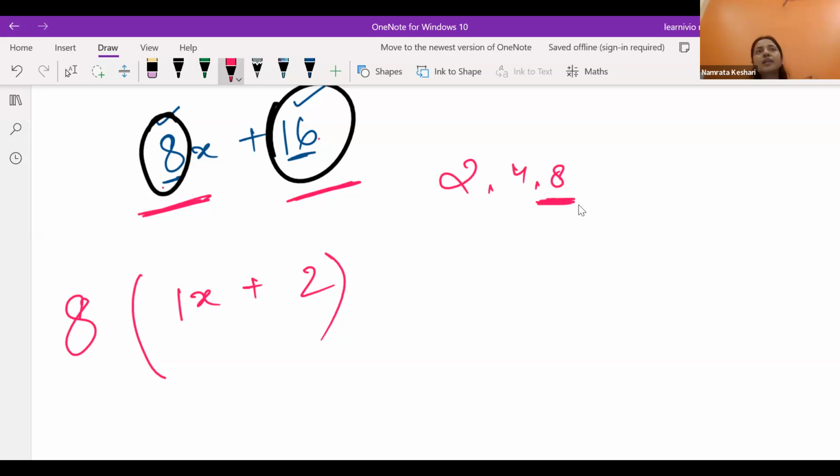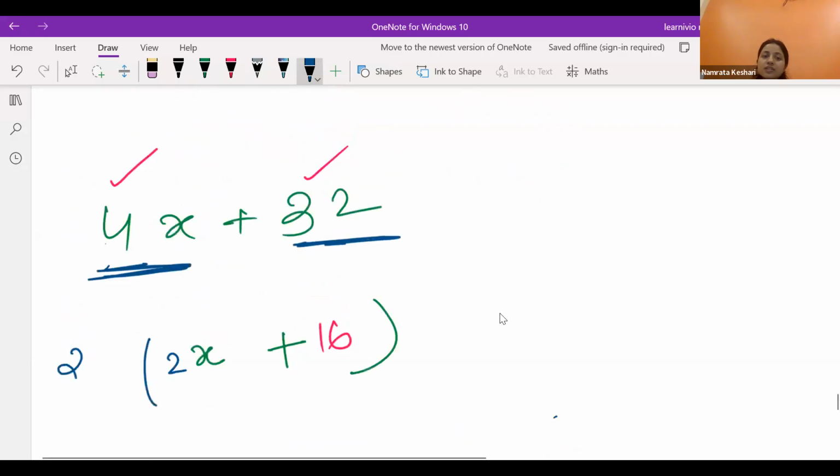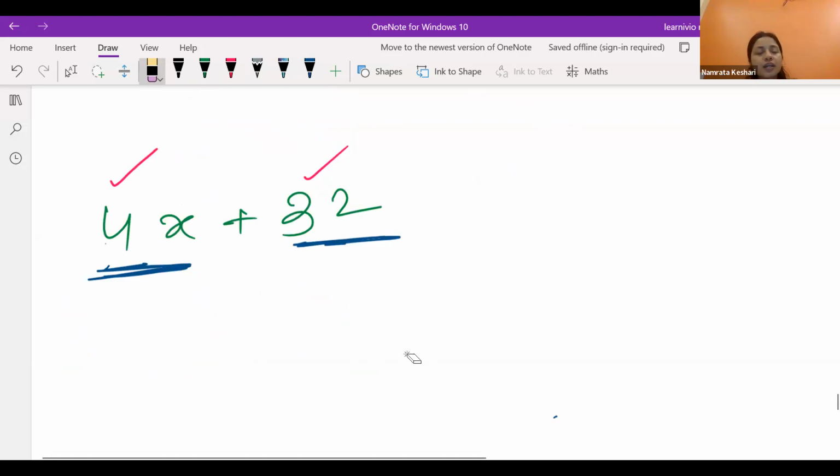And by mistake, if you are taking 4 as well, let me tell you, that is also not a mistake. You just have to take out the common factor again properly. Taking out common factor means everything whatever was possible you have taken out, and now they don't have anything common. Okay, let's move to our question. We were having 4x plus 32, and I was telling you that the table of 2 contains 4 and 32.